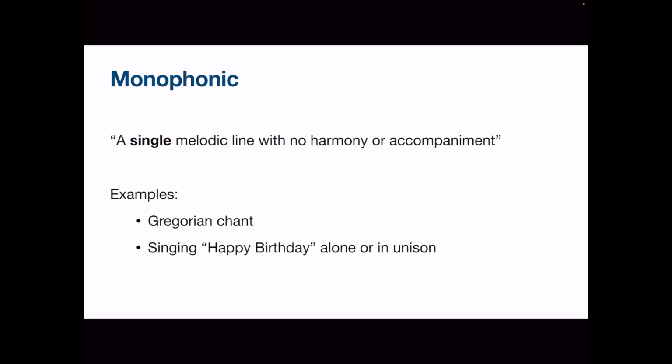And you will probably have experienced that yourself when we sing Happy Birthday. It's usually everyone singing the same thing, right? So whether it's one person singing Happy Birthday or 100 people singing Happy Birthday, it all comes out the same. It's still one single melodic line with no harmony or accompaniment. It doesn't really matter how many people are singing or how many instruments are playing. As long as they're all singing or playing the same thing, that is still considered monophonic music.